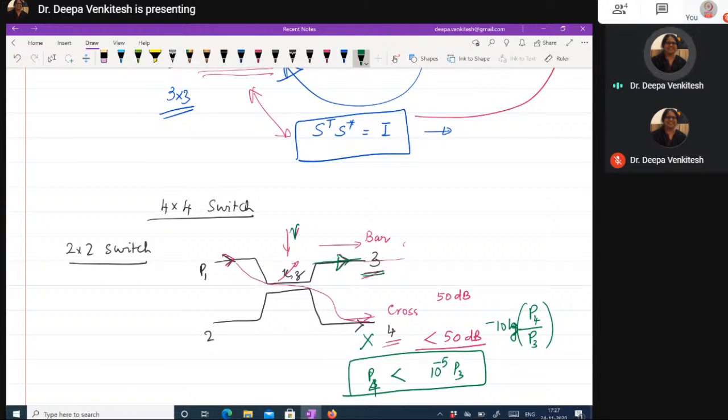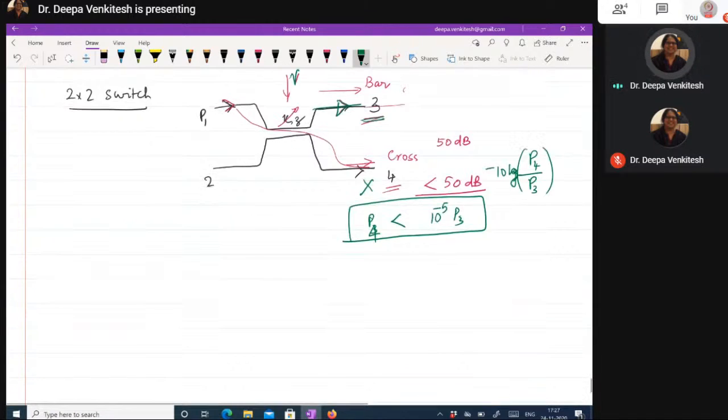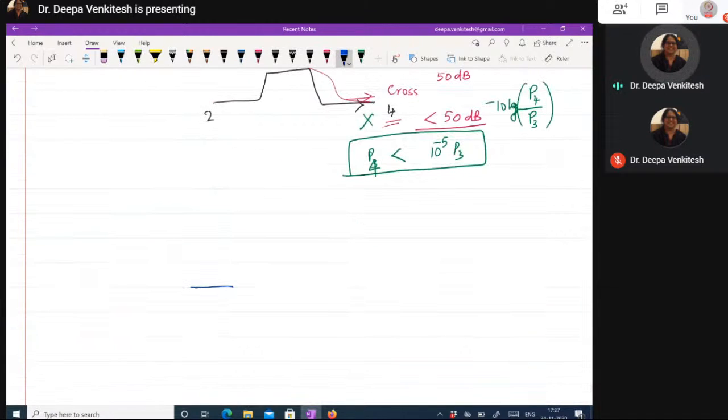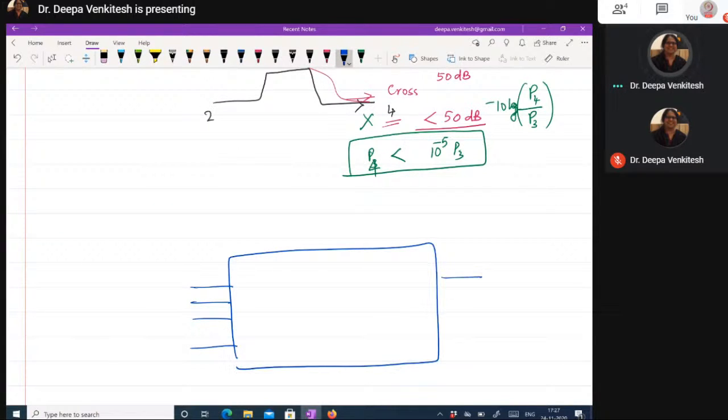In a 4 by 4 switch, now how many unwanted outputs are there? Okay, let me just draw this once again. You had 1, 2, 3, 4 outputs, whatever be that complicated switch construction. So how many unwanted outputs are there? If I am switching from, let's say, this port, and I'm applying a voltage such that it switches to, let's say, this port, there are 1, 2, 3 unwanted ports.